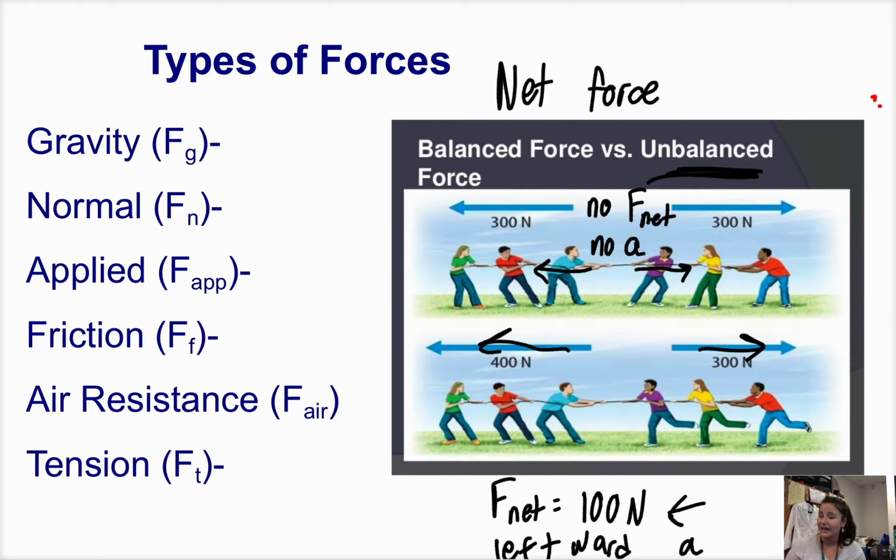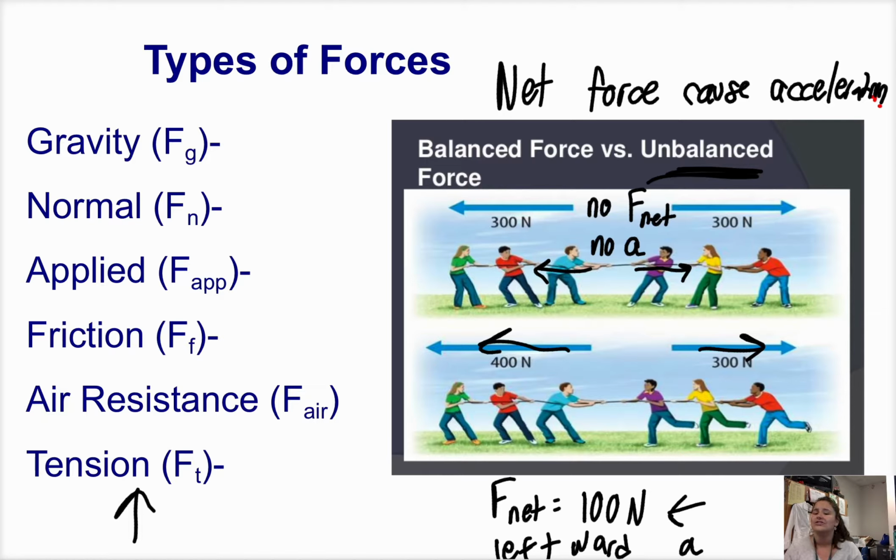Okay? So net forces cause acceleration. None of these forces on their own can be used to determine the acceleration, unless it is the only force acting on that system, which isn't that likely. Okay? So let's look at some example problems.